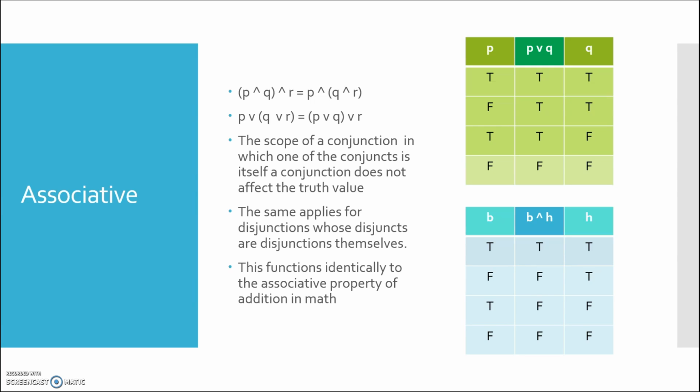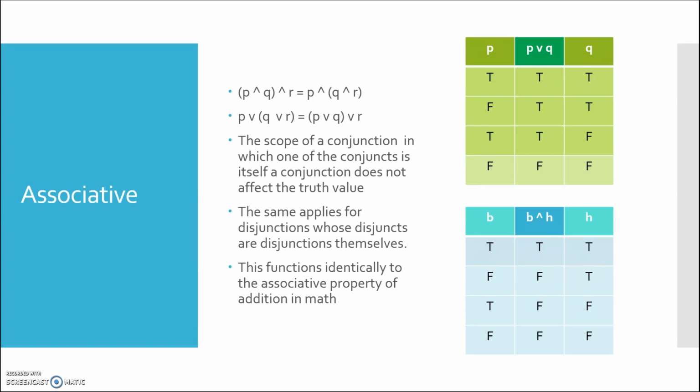Next is the associative property. This may look familiar to those of you who are mathematicians. The scope of a conjunction in which one of the conjuncts is itself a conjunction does not affect the truth value. The same applies for disjunctions whose disjuncts are disjunctions themselves.